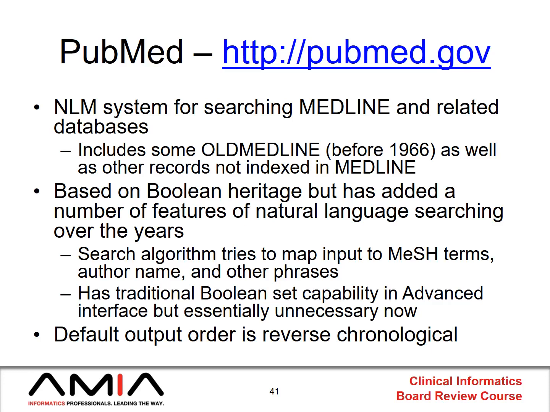When the results are displayed in PubMed, the default output order is reverse chronological, so the more recent articles are listed first, although this can also be changed to have the articles that most closely match the search terms listed first rather than the reverse chronological order.